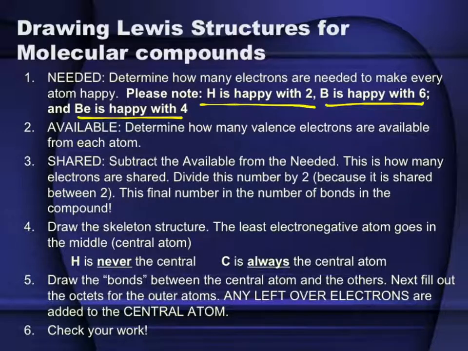So if I look at the periodic table, I see hydrogen, and then next is beryllium, and then next is boron, and I just go 2, 4, 6. They just double. Everybody else wants to have 8.